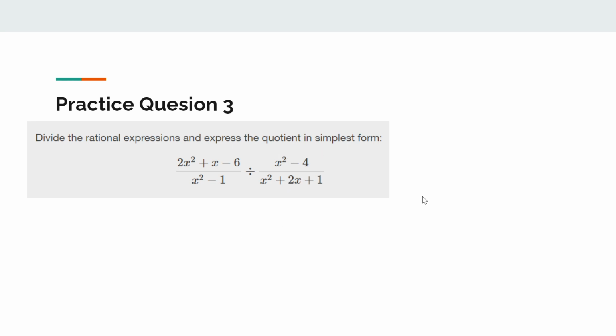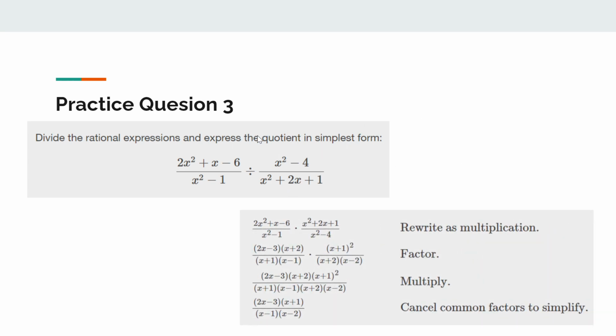Okay, so here's the answer. Similar to the last one, you first have to do the reciprocal of this one. So just flip it up, and you'll get these still the same: 2x squared plus x minus 6 over x squared minus 1, times the reciprocal of this, which is 2x squared plus 2x plus 1 over x squared minus 4.